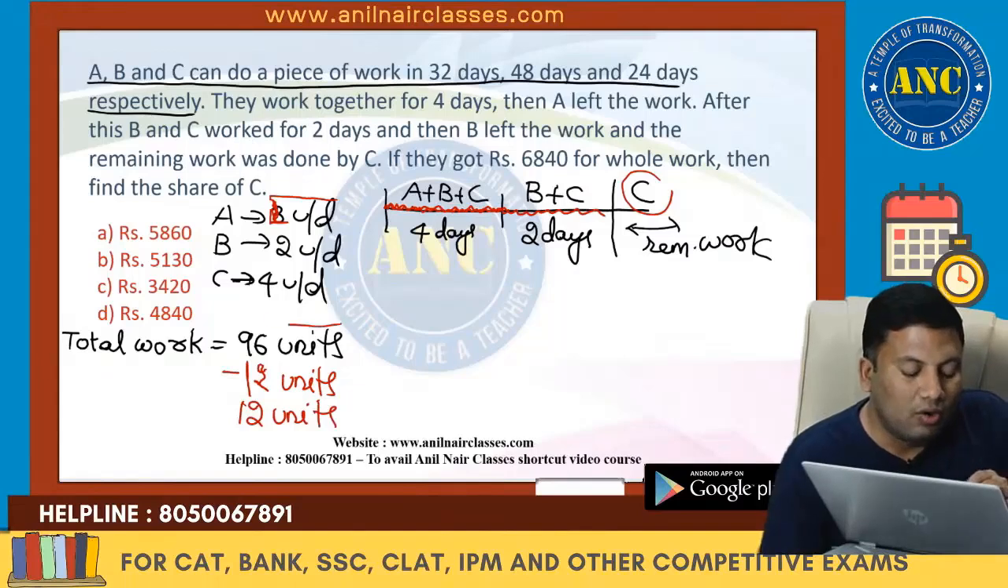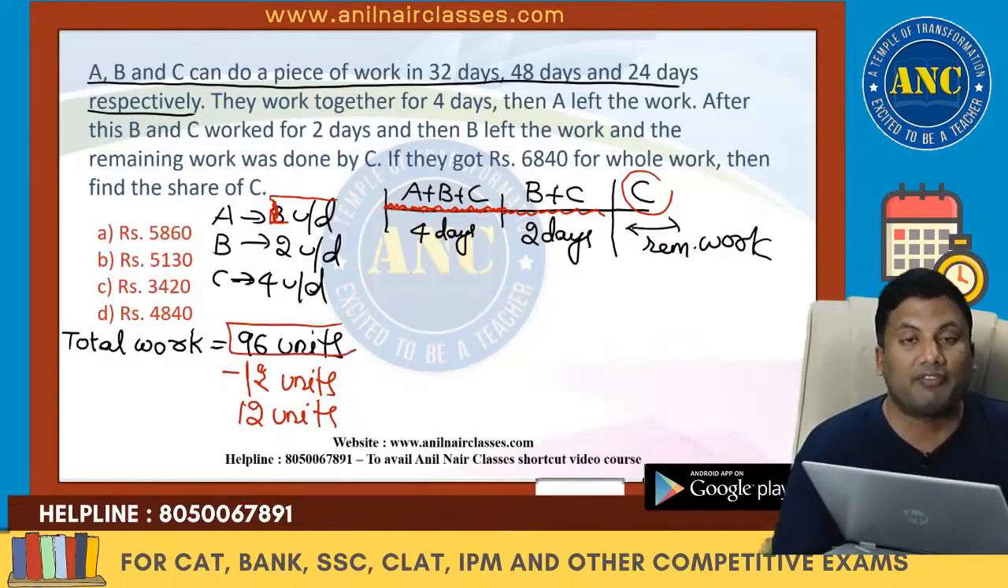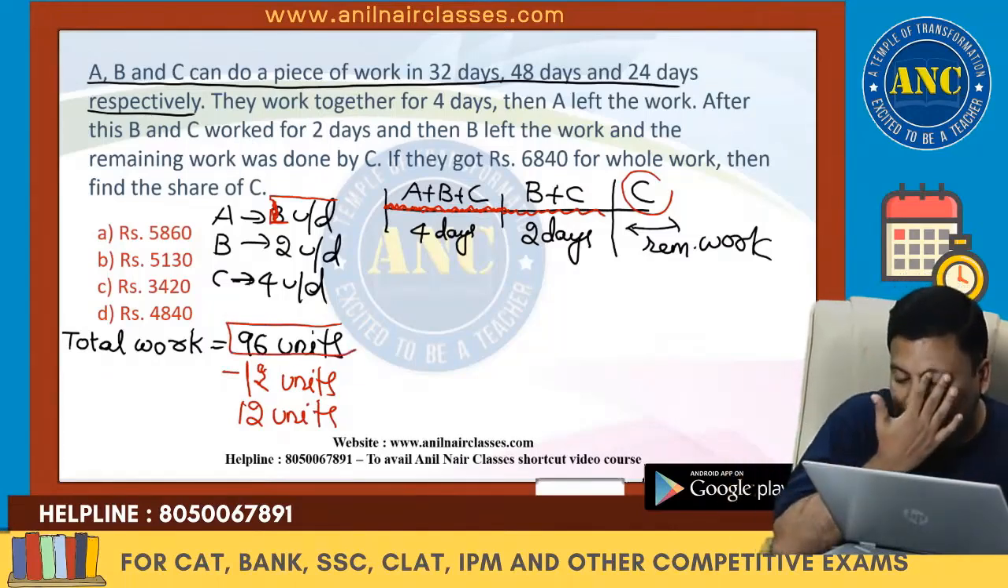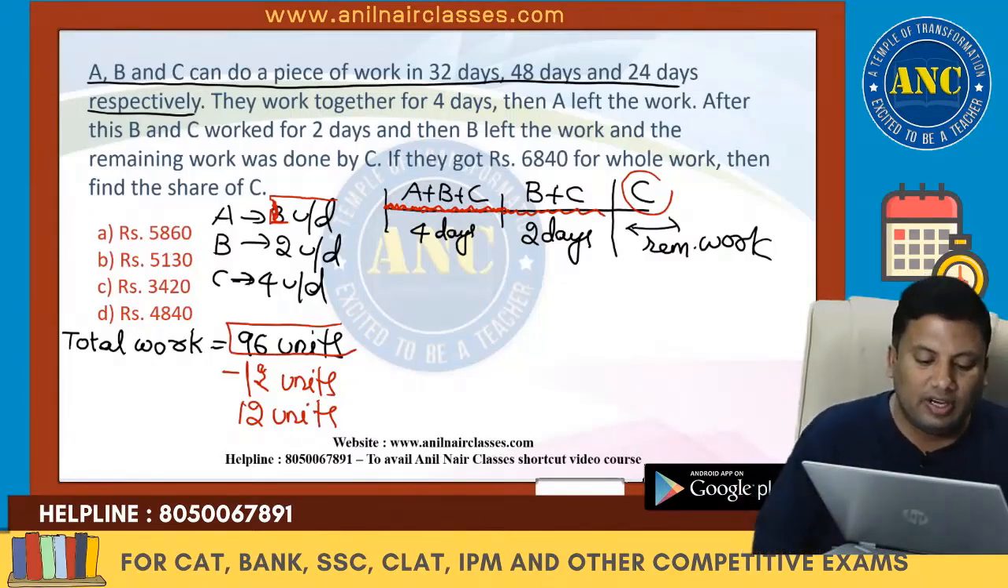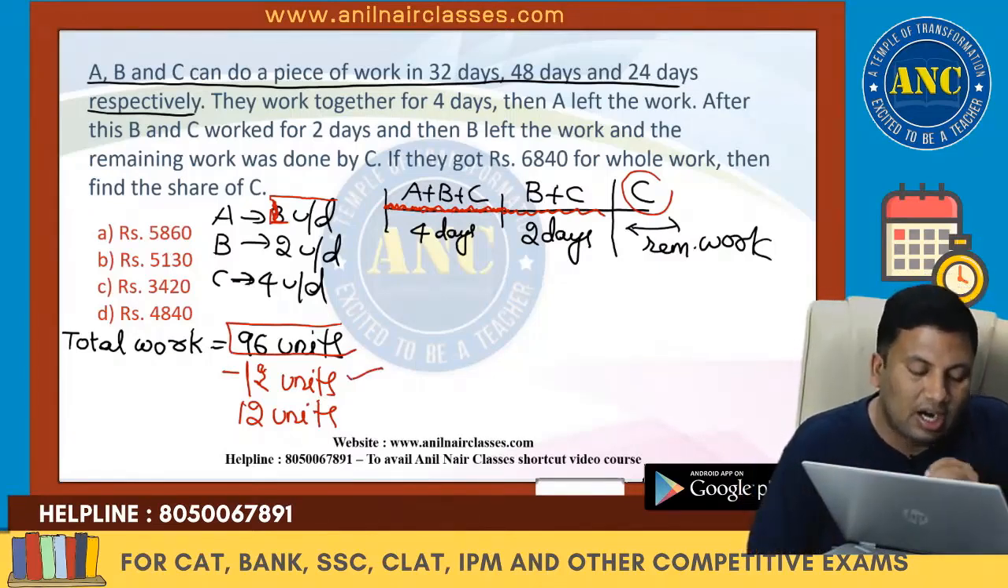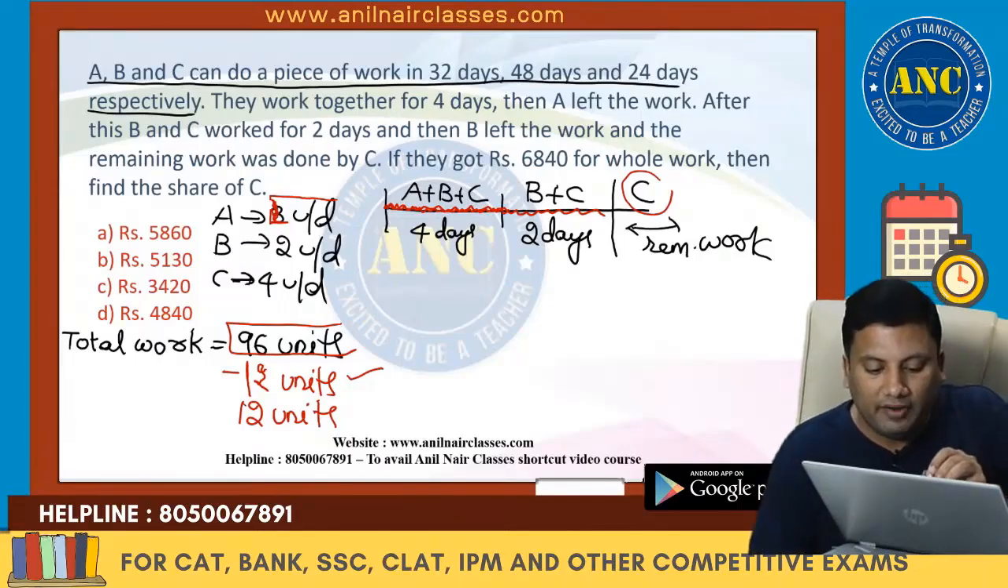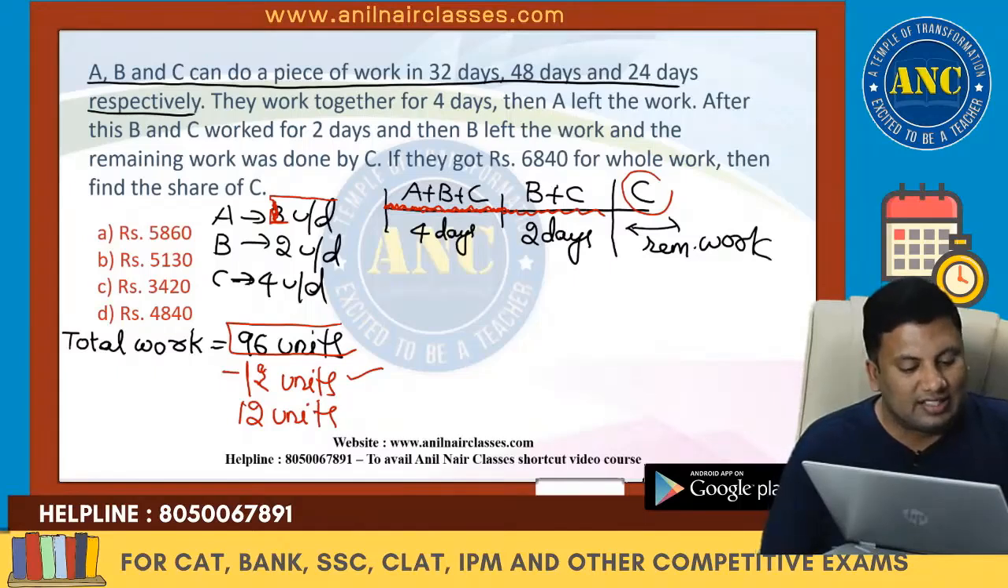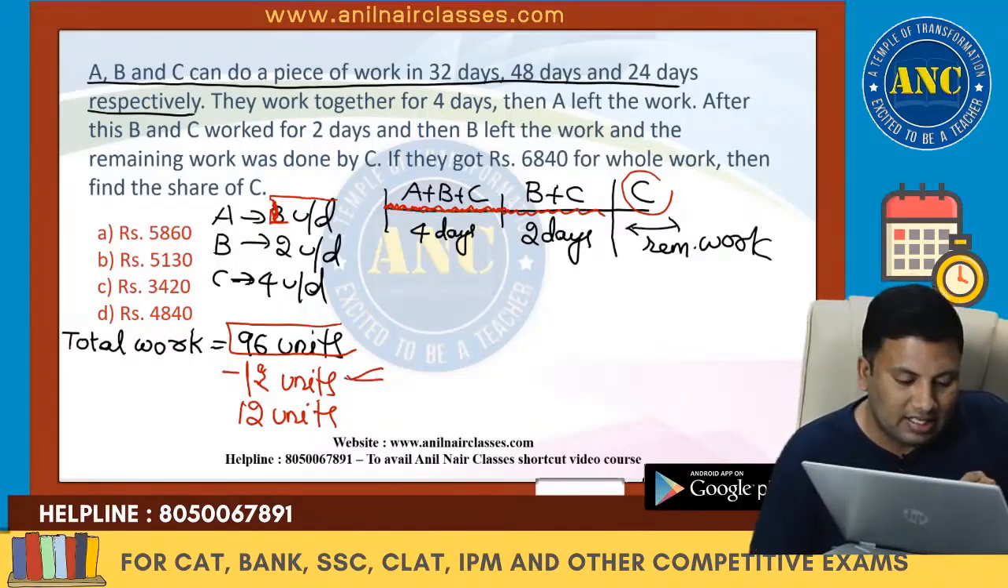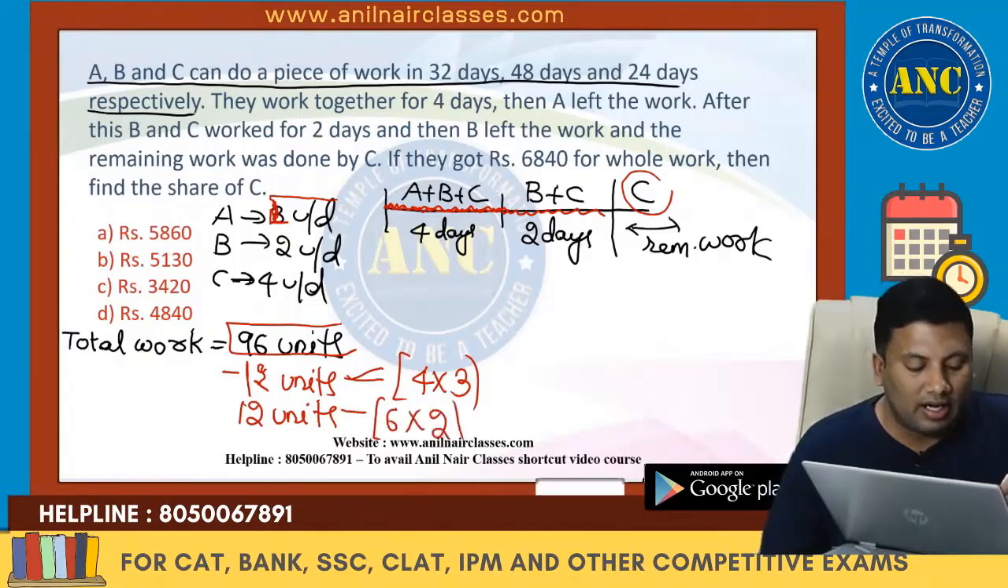That means out of 96 units of work, A will work for 4 days. Per day it is 3 units, so 12 units contribution is by A. Then next one, B will do 4 days and 2 days, 6 days. 6 days means 6 2s are 12. These are nothing but 4 into 3, and this is nothing but 6 into 2. Out of 96, 12 is done by A and 12 is done by B.